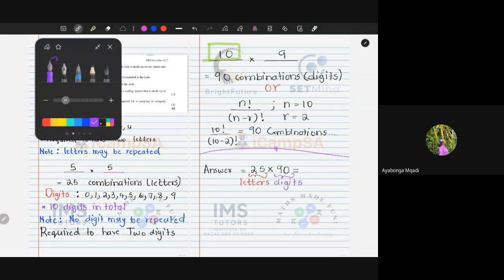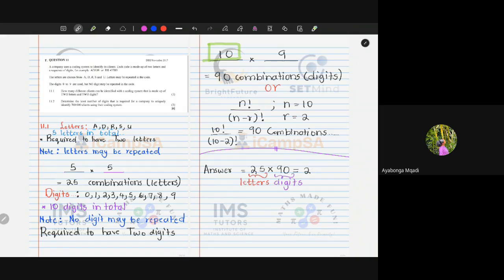What is the answer that we get? 2,250. So essentially what we have is how many clients can be identified. So we can say in conclusion, 2,250 clients can be identified.